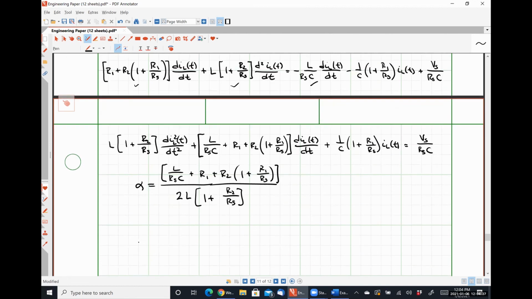And then omega naught is the square root of 1 over C times 1 plus R1 over RS, divided by L times 1 plus R2 over RS, to the 1/2 power.